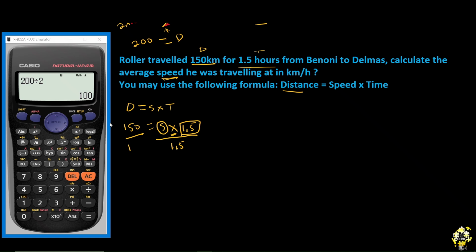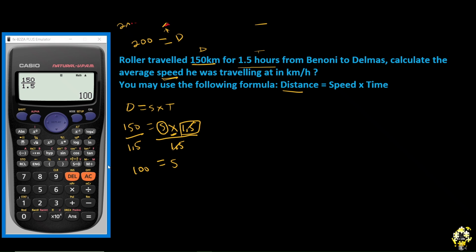And how about 150? We do the same thing. Now, this will cancel this. We are going to remain with an S. And let's go to our calculator quickly. Let's say 150 divided by 1.5. We are getting 100. They were traveling at a speed of 100 kilometers per hour.